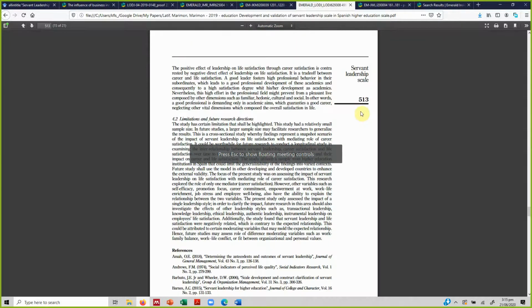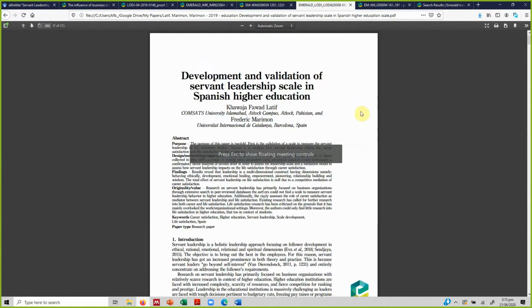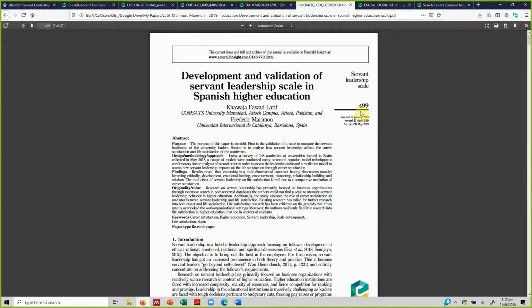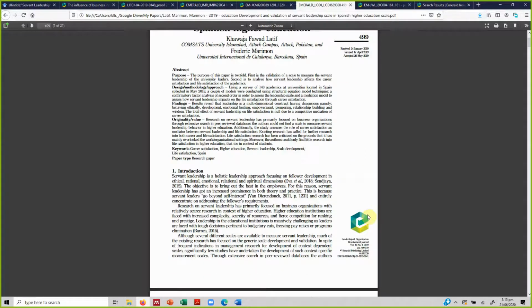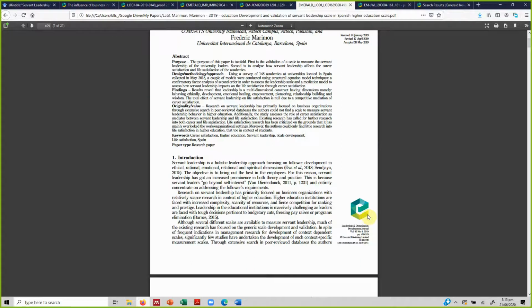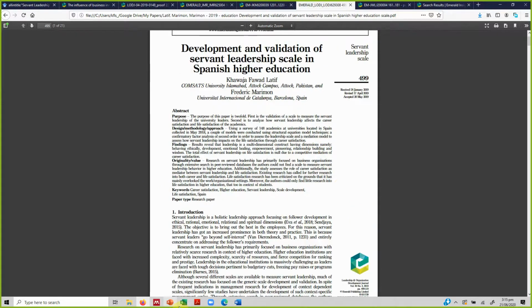Now, for example, let's say we've got this paper: Development and validation of servant leadership scale in Spanish higher education. Whenever you are going through a paper, most of the papers and journals have got a fixed format. You start with an abstract. Obviously, the abstract published in Emerald is slightly different to abstracts published in other databases. So let's say this is our paper, and what information do we need?